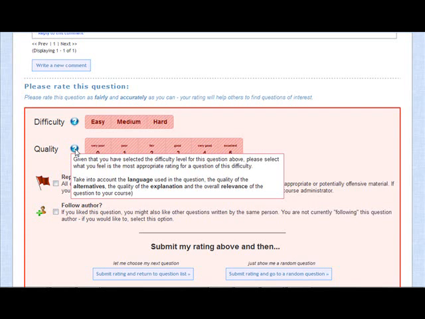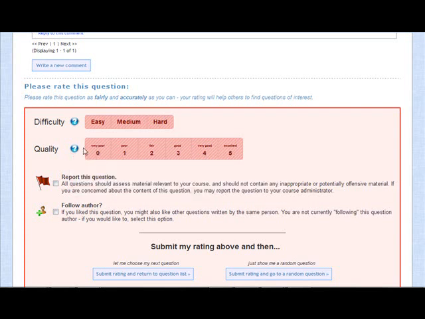What's the quality of the explanation? How well was it explained, the answer explained? And lastly, was it really a question that really was relevant to the material that we were covering in the course? Or was it kind of outside course material? So based on those 4 qualities, it's either very poor, or it's excellent, or it's somewhere in between. So I'm going to say it was an easy question and it was fair quality.